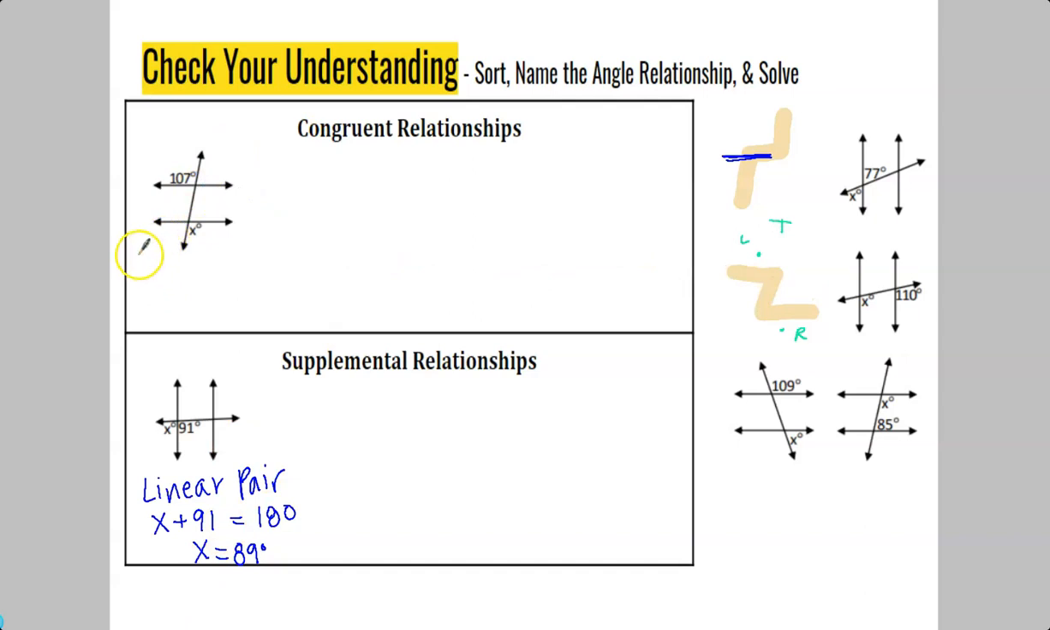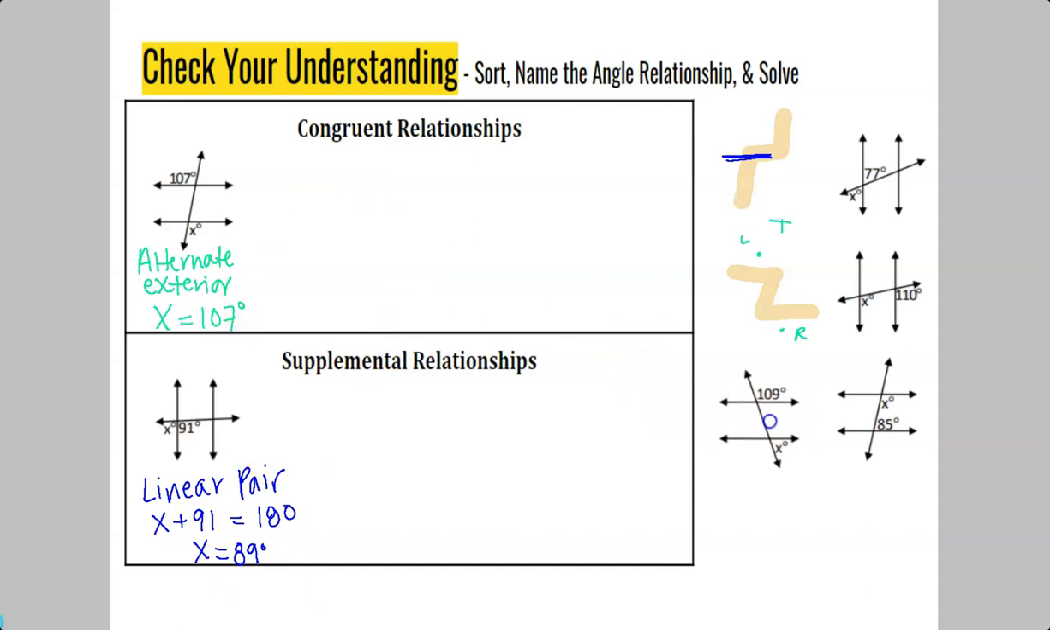The relationship, again, is alternate exterior. And if it's congruent, well, if this side is 107, this side's also 107. So X is equal to 107 degrees. All right, let's look at another one.